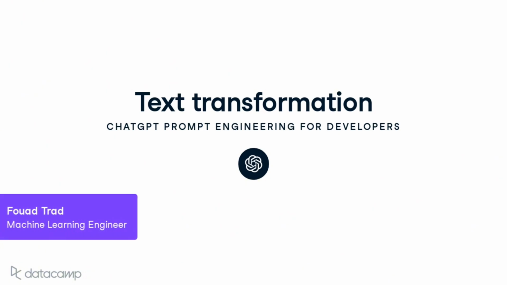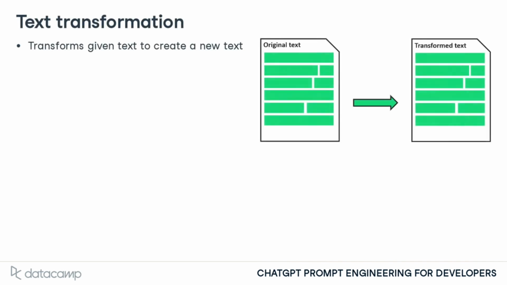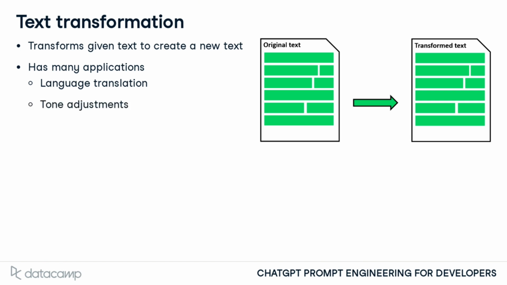Now, we will explore text transformation applications and how effective prompt engineering facilitates them. As the name suggests, text transformation changes a given text to create new text while maintaining the same information. Applications include language translation, tone adjustment, and writing improvement, all achievable with LLMs using effective prompts.